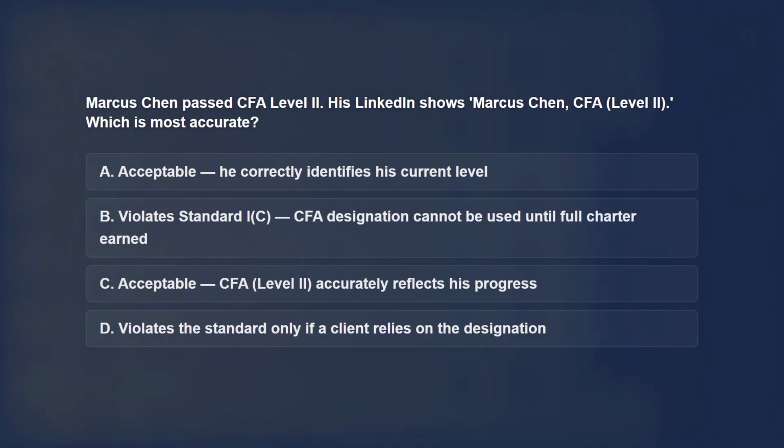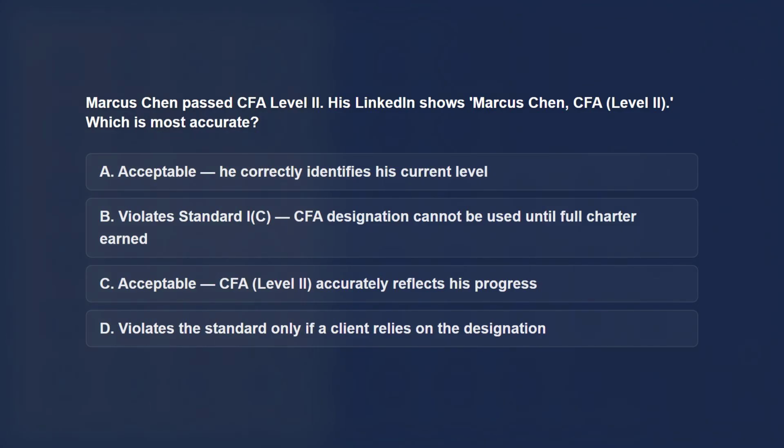Exam question 2. The credential trap. Marcus Chen passed the CFA Level II exam 2 months ago and is currently registered for the Level III exam. His LinkedIn profile states, Marcus Chen, CFA, Level II. Which of the following is most accurate?